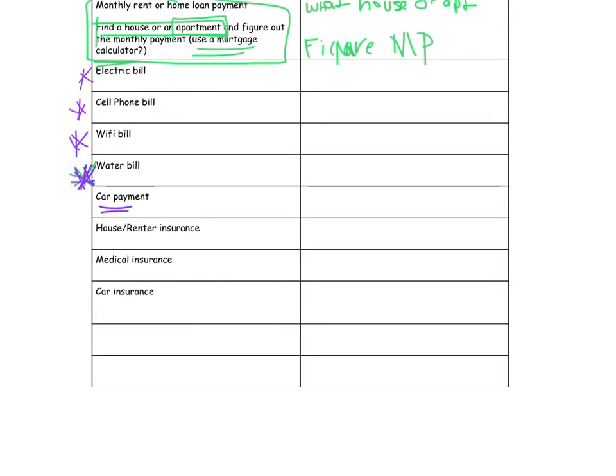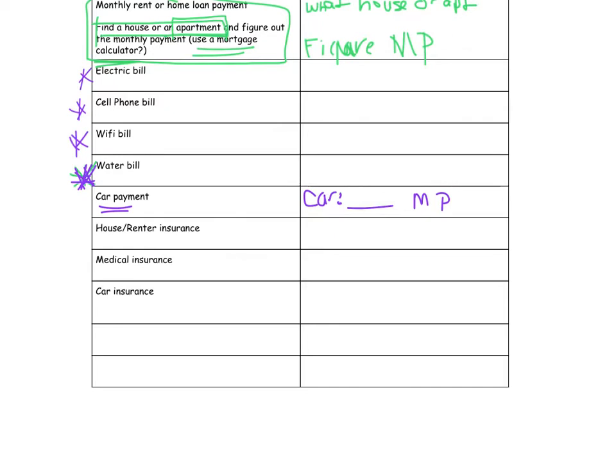Car payment. Your car payment might be based on your character. Is your character flashy? Do they have kids? Do they need an SUV versus a sporty car? So decide on your car. What is your car? What type of car do you have? And then figure out monthly payments. And again, there are research options out there for you.